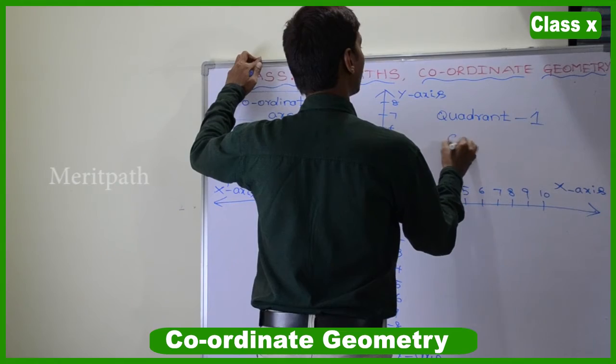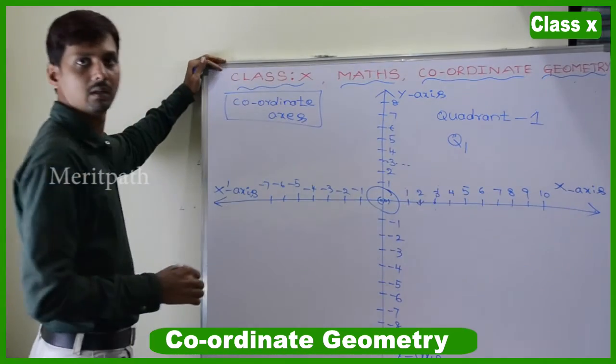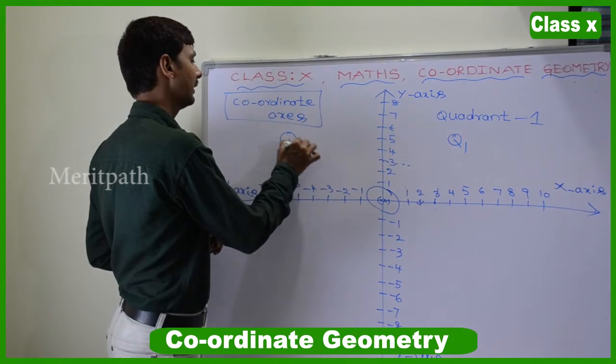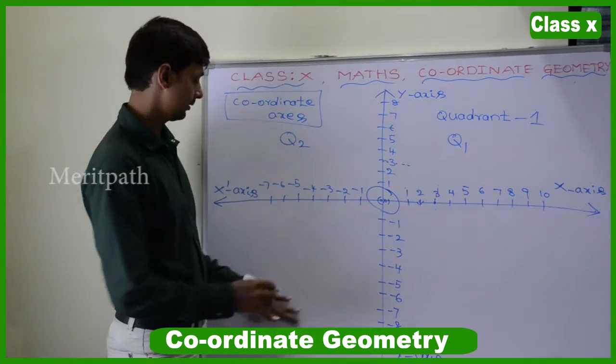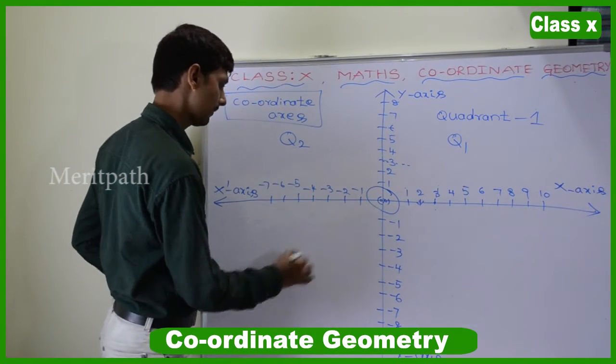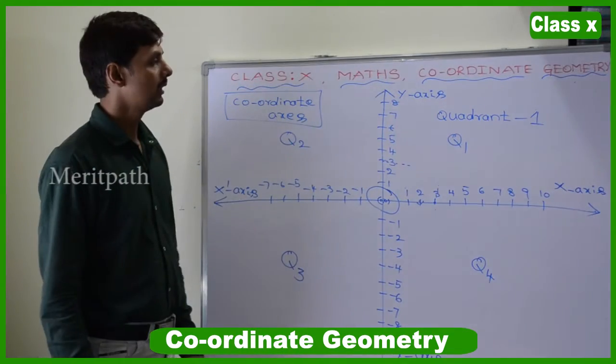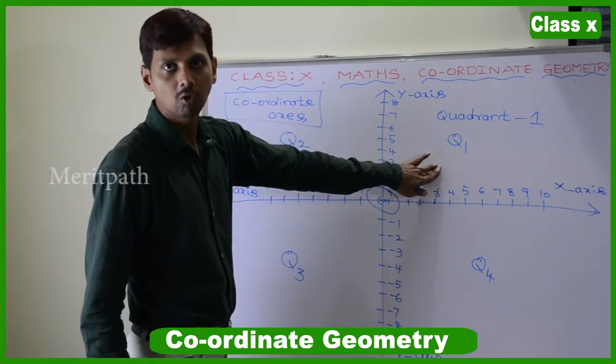Or simply we can call it Q1. And this is quadrant 2. And this is quadrant 3, quadrant 4. Let us see here the ordered pairs of quadrant 1.